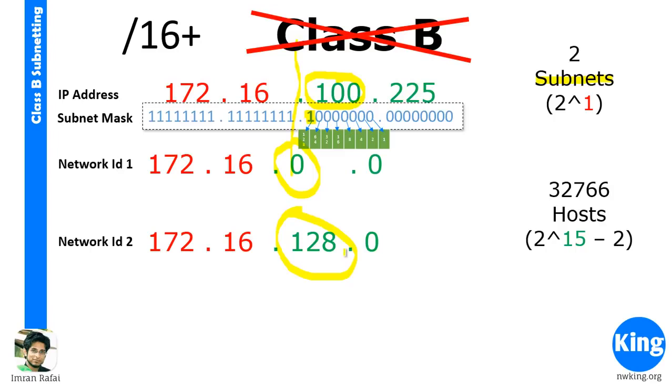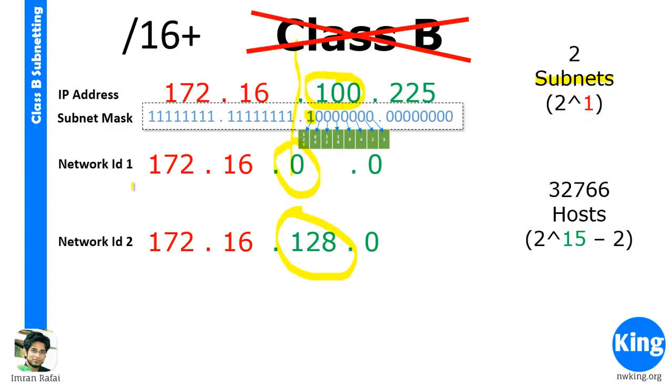Can we add one more? Can we have one more network? No, we can't, because if we add 128 again, it becomes 172.16.256.0, which is not right, because 256 is not a valid IP address. Also, by borrowing 1 bit, we're breaking it into only 2, so we can't have the third network ID.